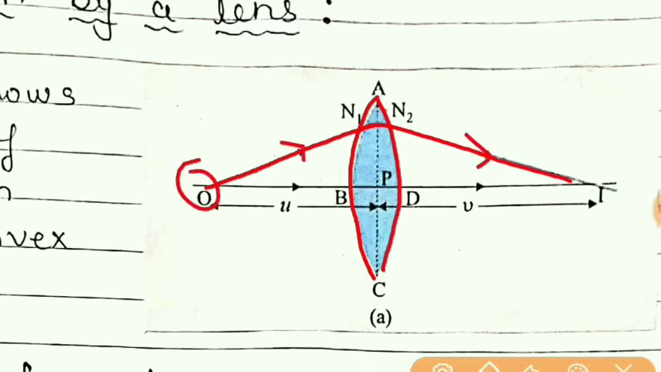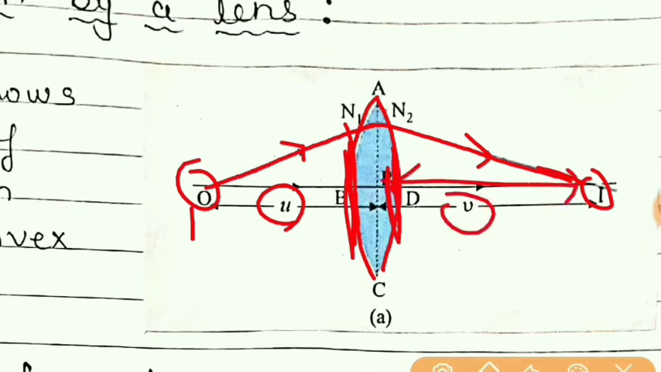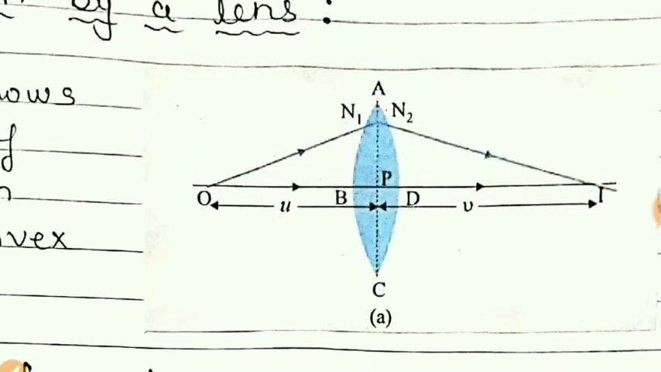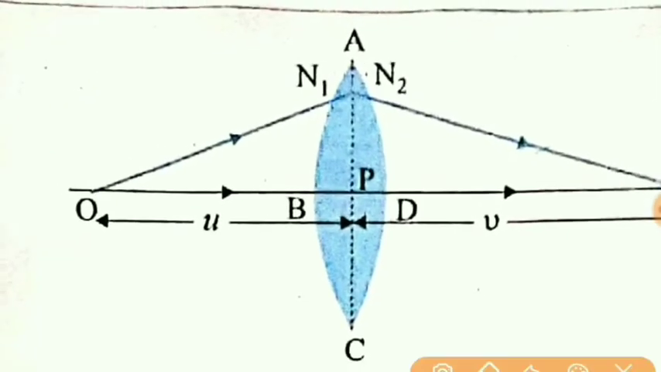So here this is the object, and the distance from this surface to the object is u, that is the object distance. Suppose the image is formed here, so from this surface, this distance of I is the image distance v. Now students, here we have to consider this lens as a very thin lens.